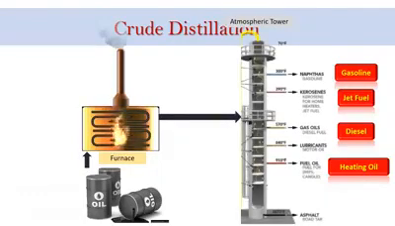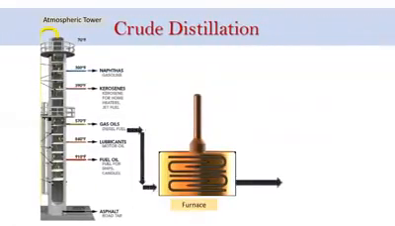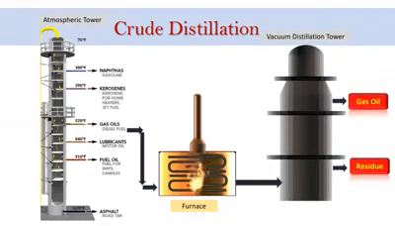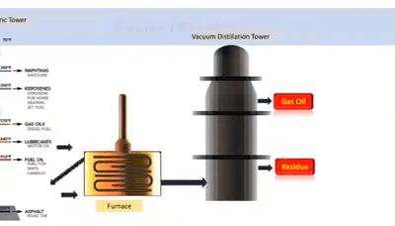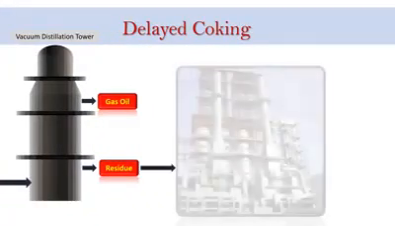The heaviest portion of the crude oil, which cannot be distilled in the atmospheric tower, afterwards is heated and sent to the vacuum tower, in which it is split into gas oil and residue. The vacuum tower bottom's residue can be sent to be processed further in units such as the delayed coker.